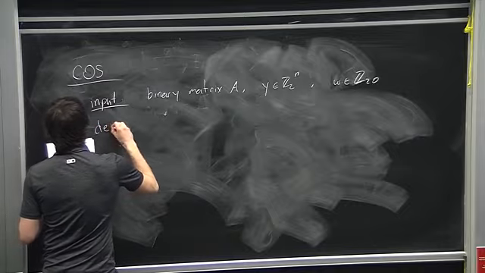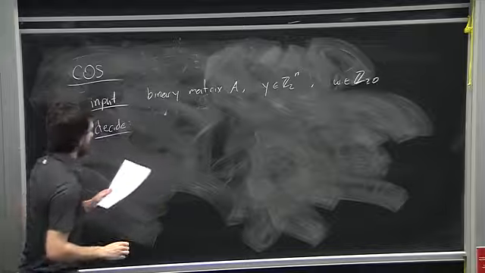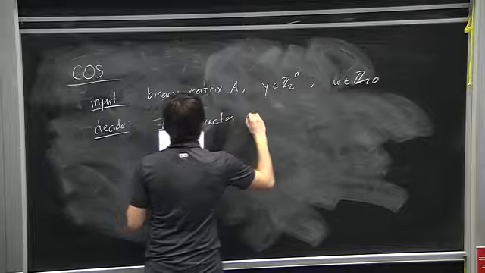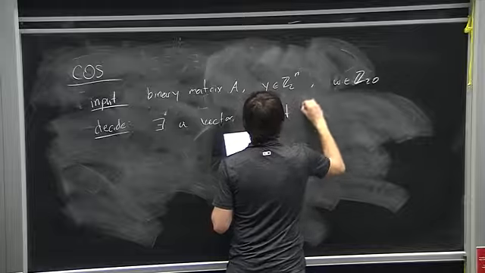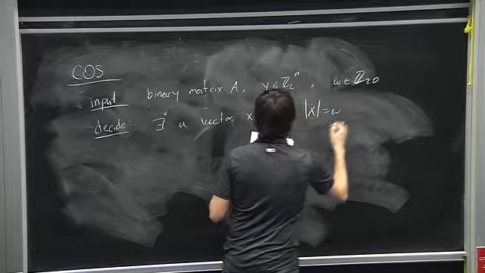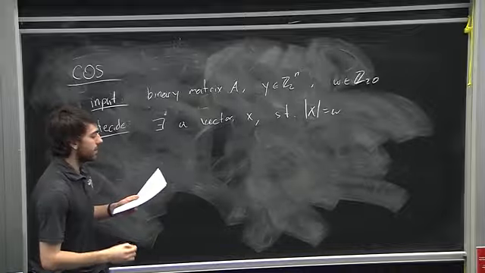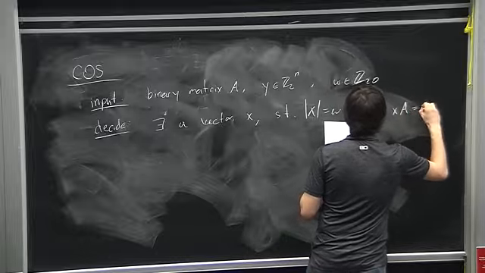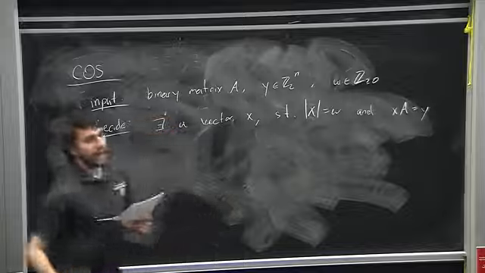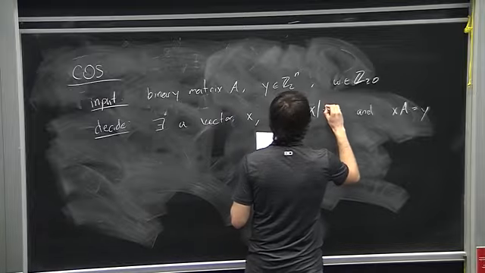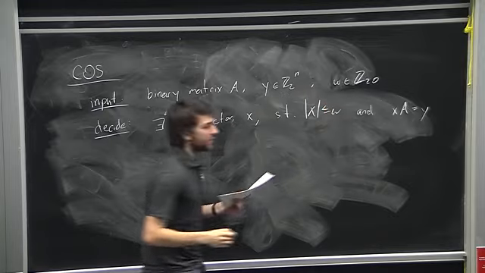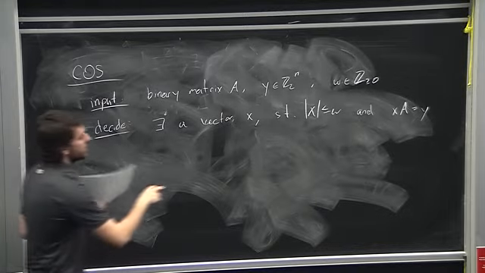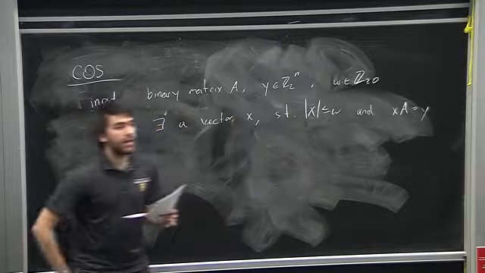And what you want to do is decide whether there exists a vector x such that the Hamming weight of x is w, and xA equals y. Now, I'm going to modify this ever so slightly. This is not the original proof, but the proof that a similar result, which is also shown to be NP-complete, is that you can do this for the size of x less than or equal to w.